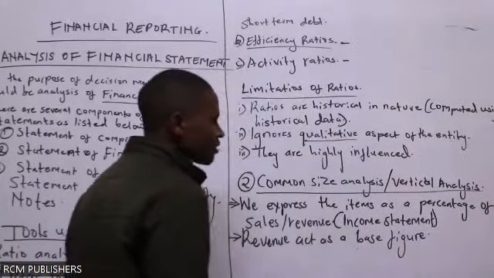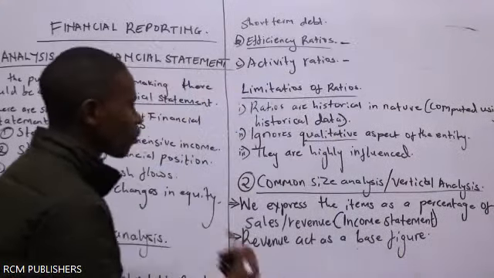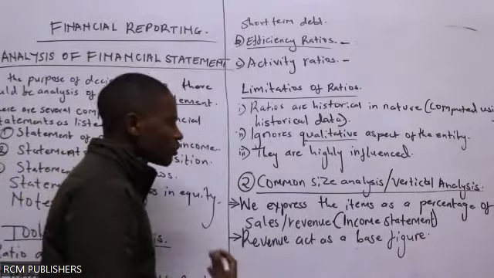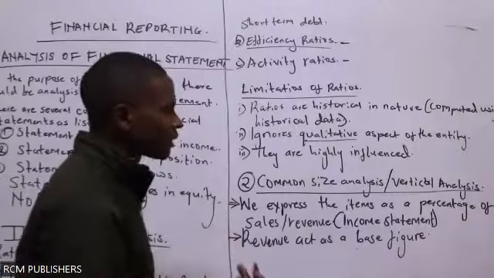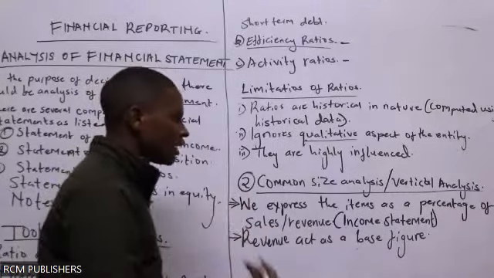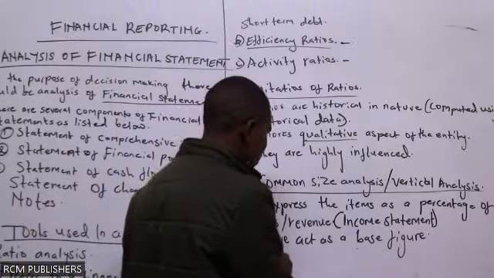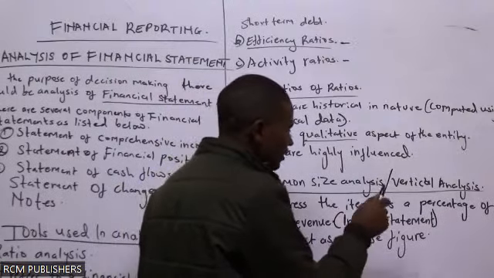When we are analyzing the income statement using the common size analysis or vertical analysis, we are trying to express the item as a percentage of sale or revenue. And that's what we are stressing here, saying that the revenue acts as the base figure.